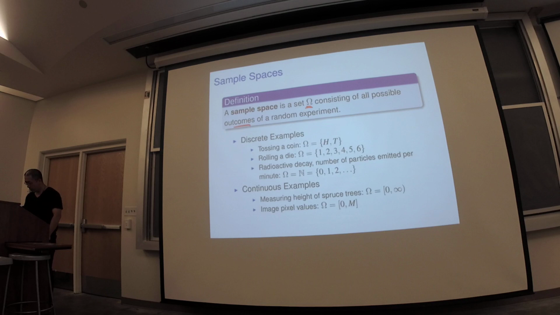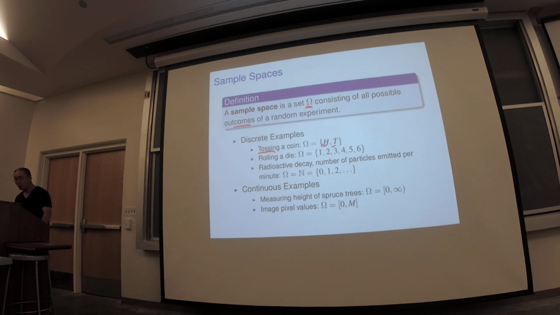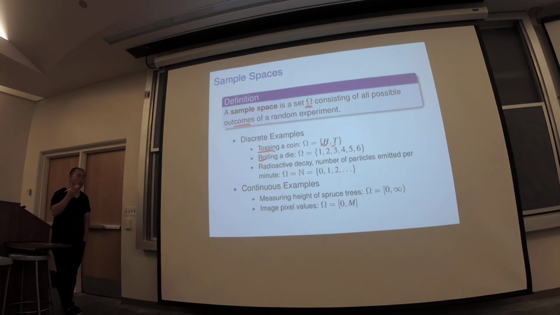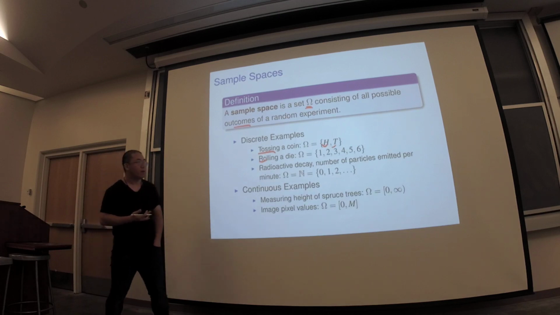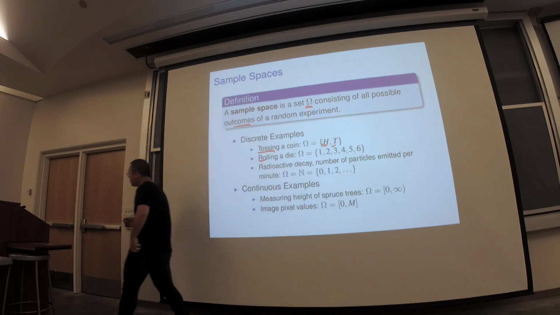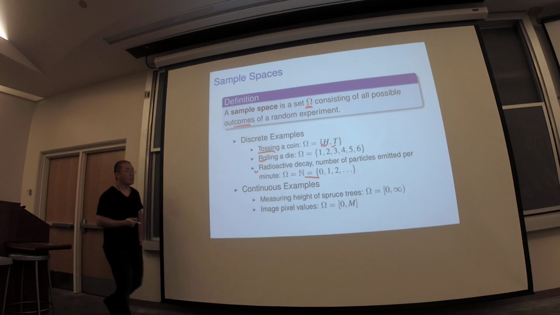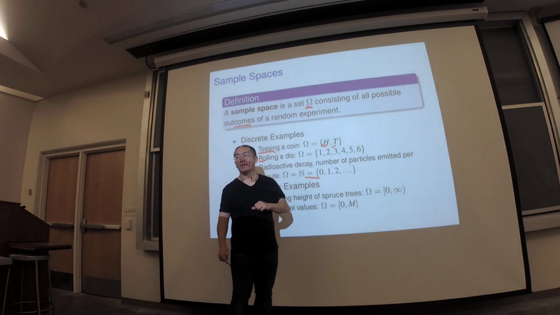So here are a few examples. If our random experiment is to toss a coin, then the sample space just consists of 2 elements, right? Heads and tails. We'll have 2 outcomes. If we roll a die, suppose you are rolling a normal die, then you have 6 outcomes, 1, 2, 3, until 6, right? And if you want to just measure the radioactive decay, then the sample space consists of the number of particles emitted per, say, minute. Then your sample space will consist of all the natural numbers, right?